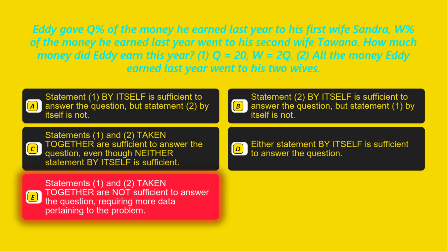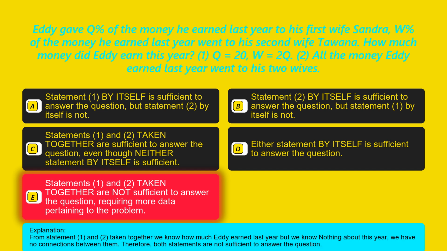The correct answer is option E. Statements 1 and 2, taken together are not sufficient to answer the question, requiring more data pertaining to the problem. From statements 1 and 2, taken together we know how much Eddie earned last year but we know nothing about this year, we have no connections between them. Therefore, both statements are not sufficient to answer the question.